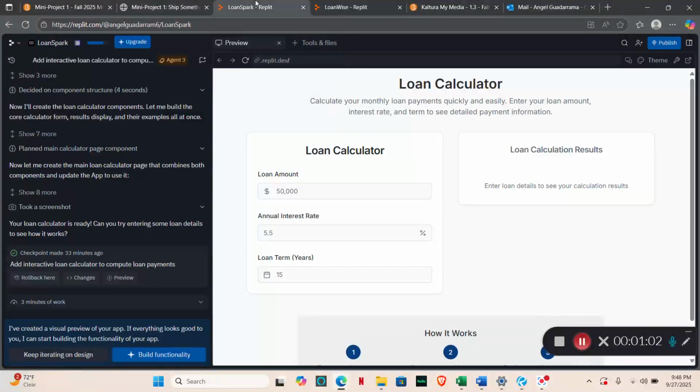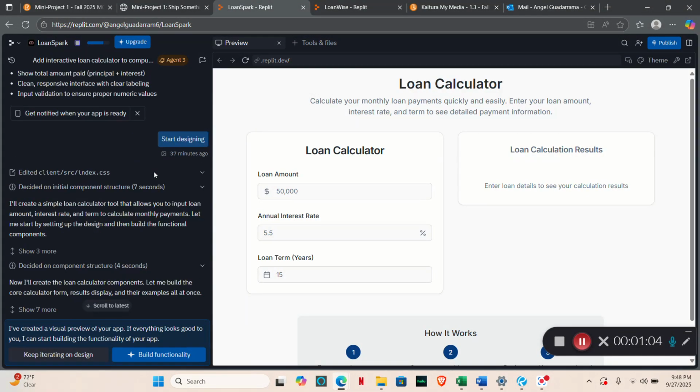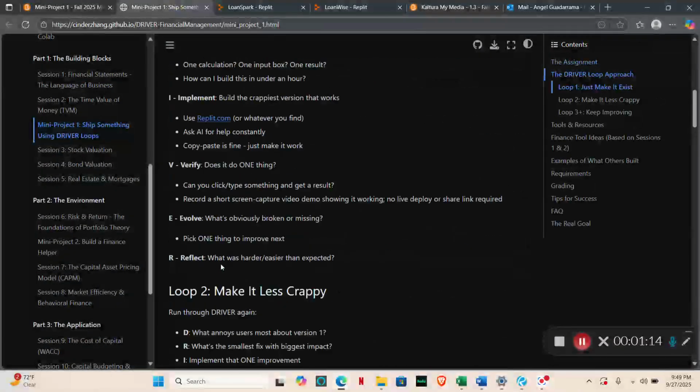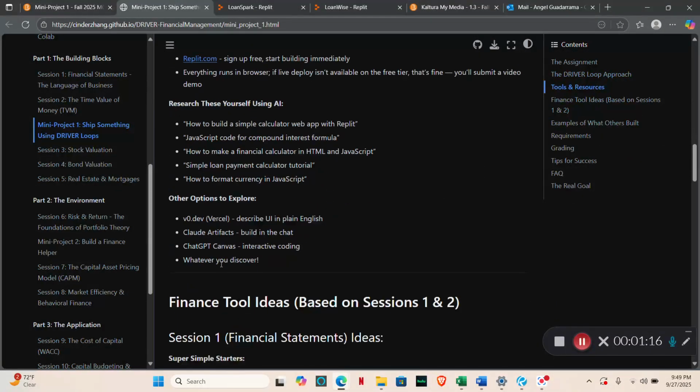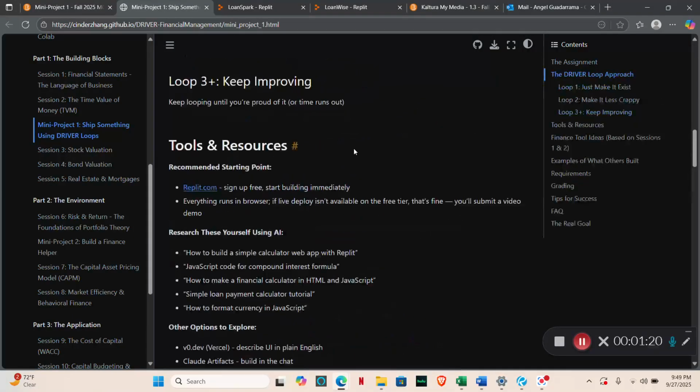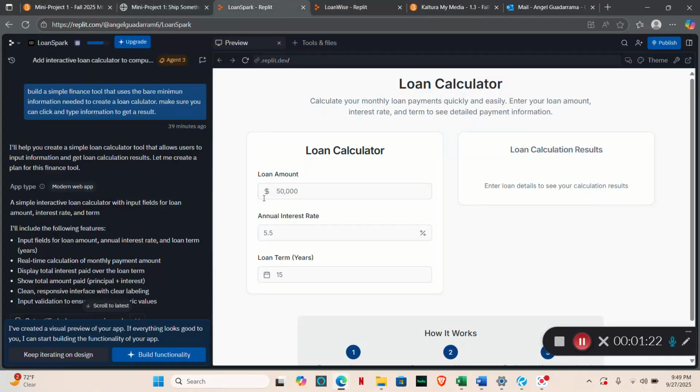So my first version is right here. I simply asked it to build a simple financial tool that uses the bare minimum information needed to create a loan calculator, and to make sure I can click and type information, as that was one of the requirements. It created this loan calculator using the loan amount, an annual interest rate, and the loan term in years, and it gives me results.